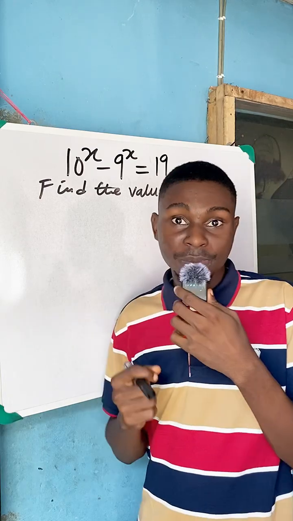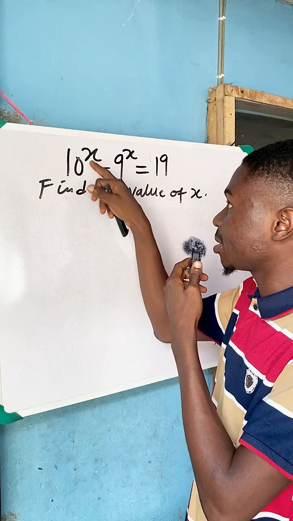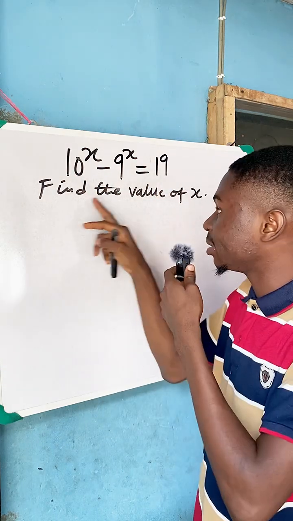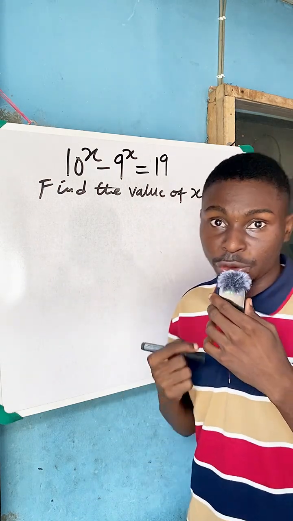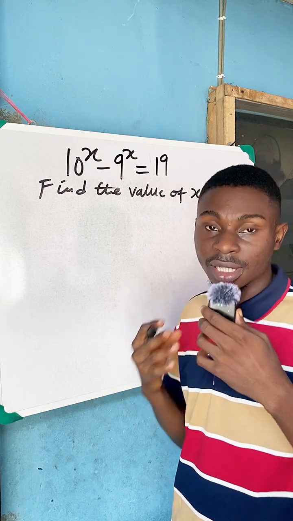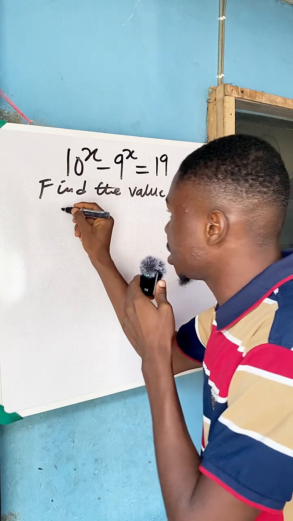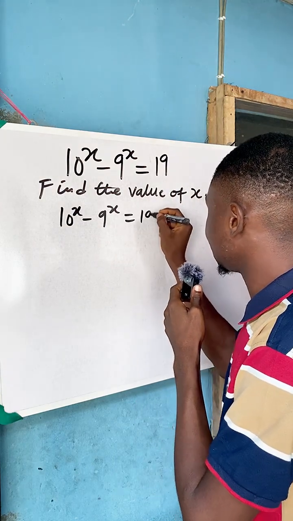Let's solve this Olympiad math question together. And the question says here 10 to the power of x minus 9 to the power of x is equal to 19. So we are asked to find the value of x. Now there is something I want to introduce in this video that will help us to ease the solution to this. Watch this out. Now the question says 10 to the power of x minus 9 to the power of x is equal to 19.